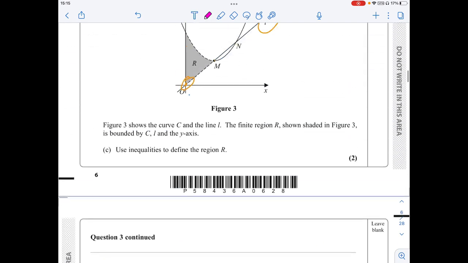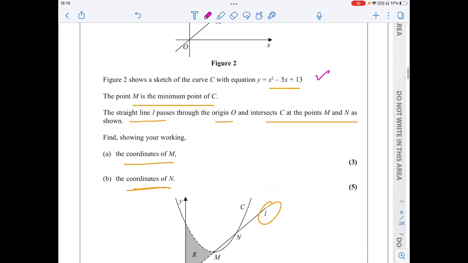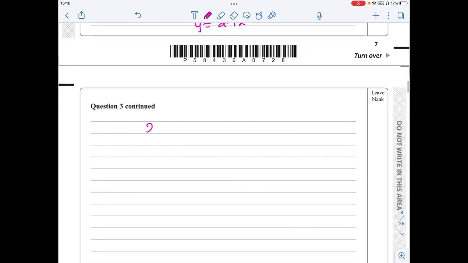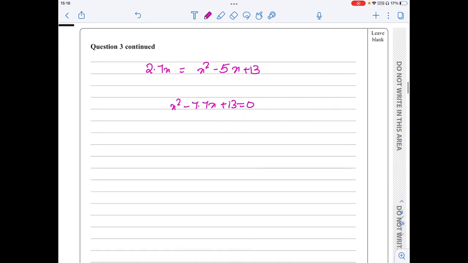Now this line L will be intersecting the curve y equals x squared minus 5x plus 13. So we have to do the simultaneous equation. So 2.7x equals x squared minus 5x plus 13. So x squared minus 7.7x plus 13 equals 0. x squared minus 77 upon 10 x plus 13 equals 0. Multiply by 10: 10x squared minus 77x plus 130 equals 0.